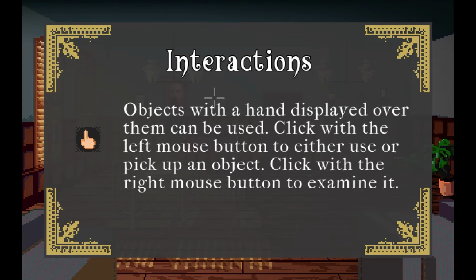Objects with a hand displayed over them can be used. Click with the left mouse button to either use or pick up an object. Click with the right mouse button to examine it. Pick up left, examine right.